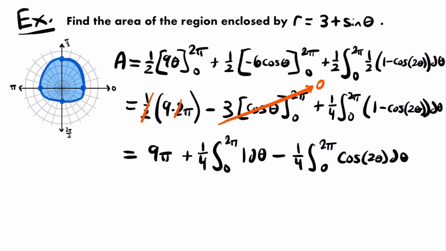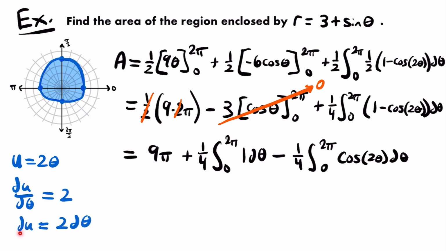We're going to set u equal to the inside function. So we're going to have u equals 2 theta, which means that du d theta, the derivative of u with respect to theta, will be equal to 2. All right, now to solve for du, we'll multiply both sides by d theta and have du is equal to 2 times d theta.